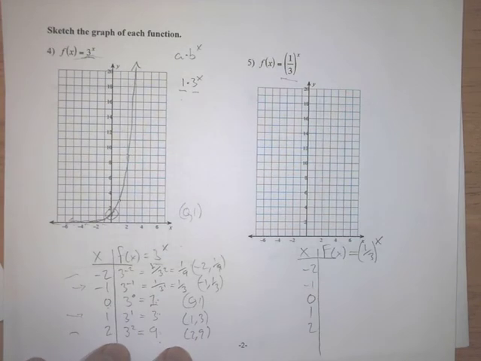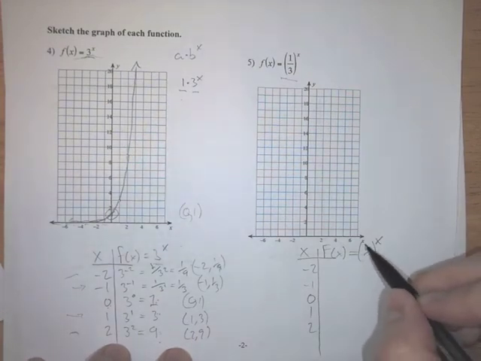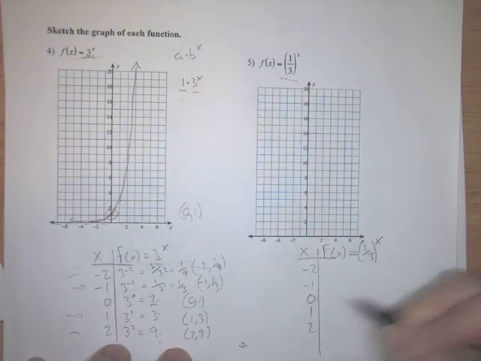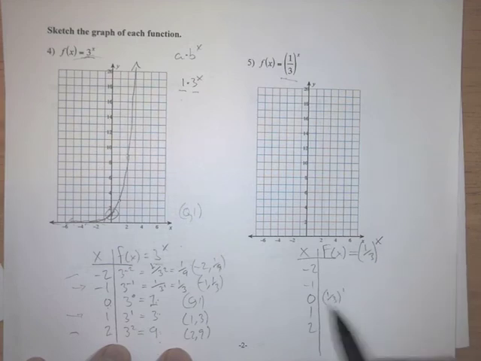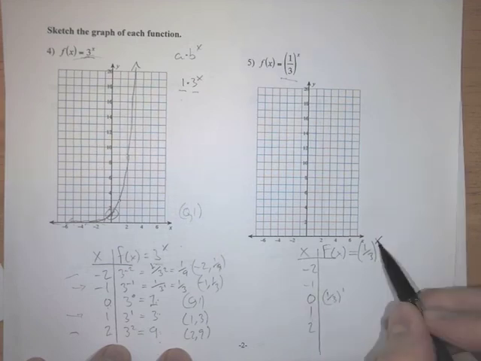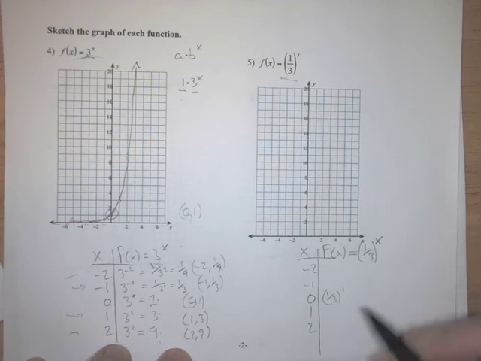All right, so this is a little bit different because we have 1/3 to a power. So let's start with the 0 again, right? So we have 1 over 3 to the x power. If I put in a 0 for x, that'd be 1/3 to the 0 power. That's going to give us the number 1.